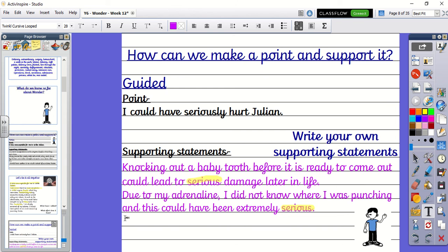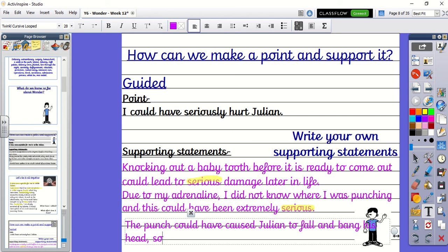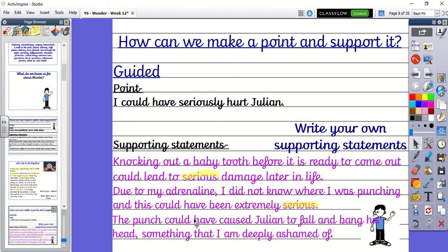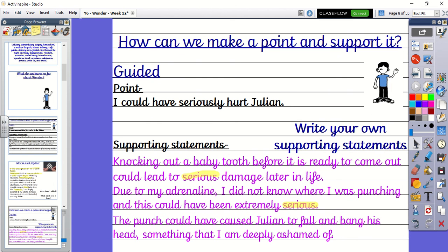Okay, and the last point that I have made is the punch could have caused Julian to fall and bang his head. Something that I am deeply ashamed of. Okay, so we all know if we hurt our heads, that is quite serious. Okay, so again, I could have seriously hurt Julian.